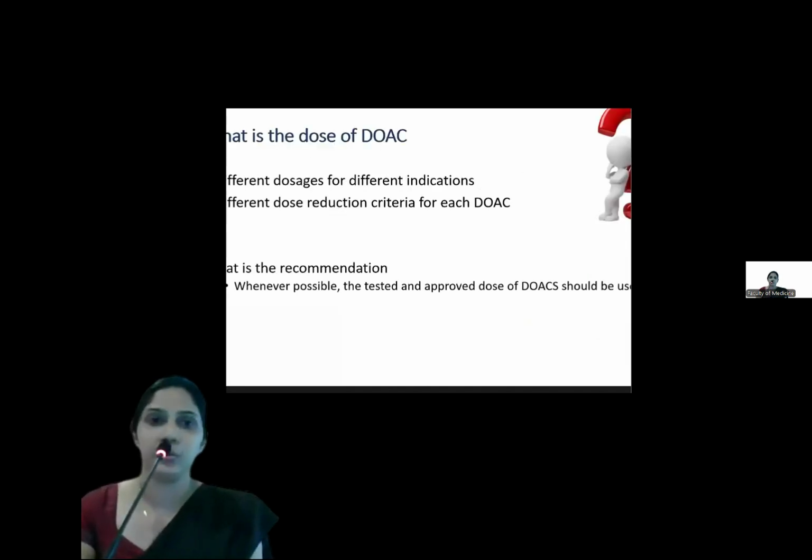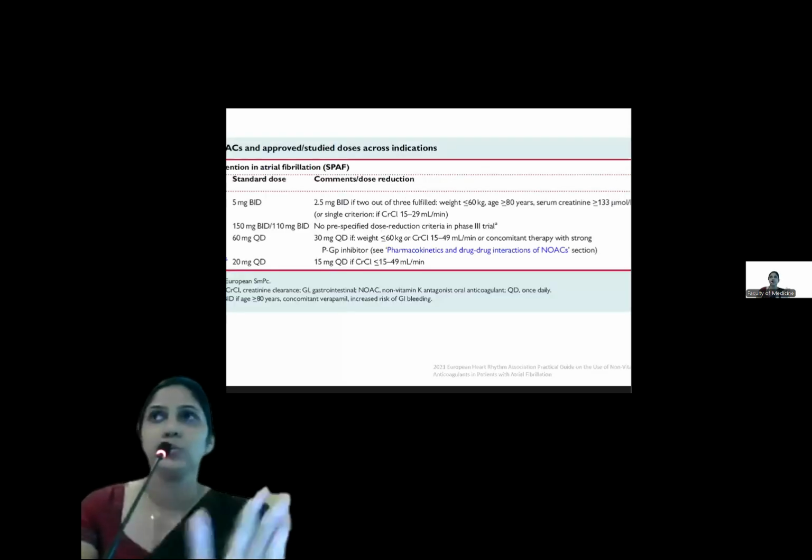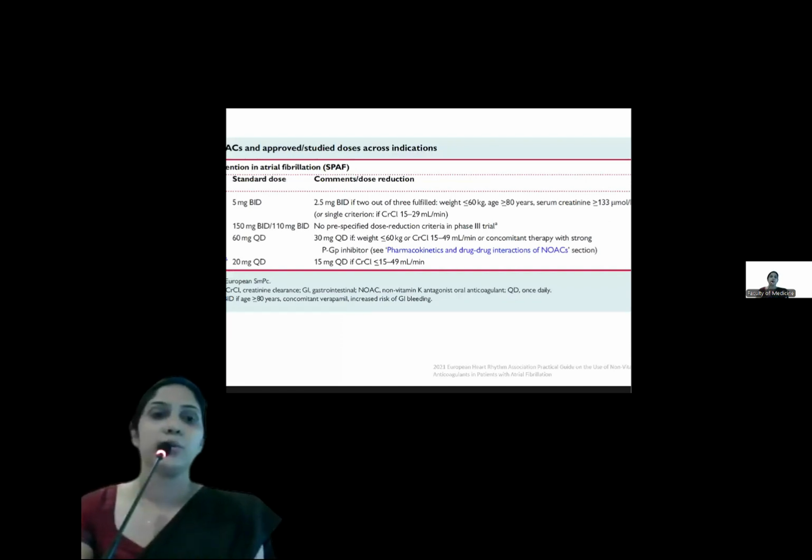How do we decide the dose of DOAC? There are different dosages for different indications and different dose reduction criteria for each drug. For an example, I will run through the rivaroxaban dose. So rivaroxaban, if we give for atrial fibrillation, the recommended standard dose is 20 milligrams per day. And dose reduction is based on the creatinine clearance. But if we take apixaban, the other available drug in our country, the standard dose is 5 milligrams twice a day. And the dose reduction depends on the patient's age, weight, and the creatinine clearance. So the reduced dose is 2.5 BD.